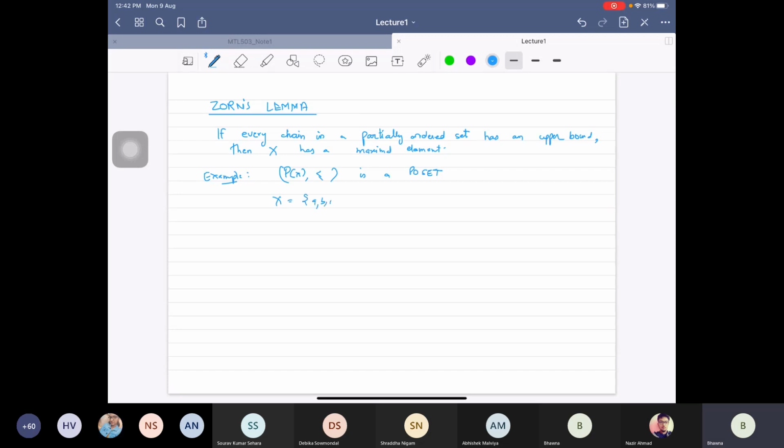Now suppose we take X as {A, B, C}. So I can say phi is a subset of {A, B, C}. I'm again using a tree diagram to denote this poset. We have AB, BC, AC. We have some sort of structure like this, and then everything is contained in ABC.